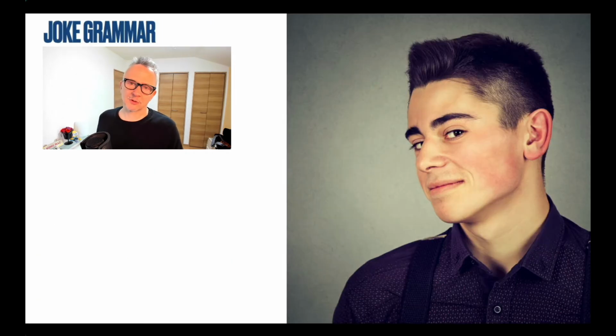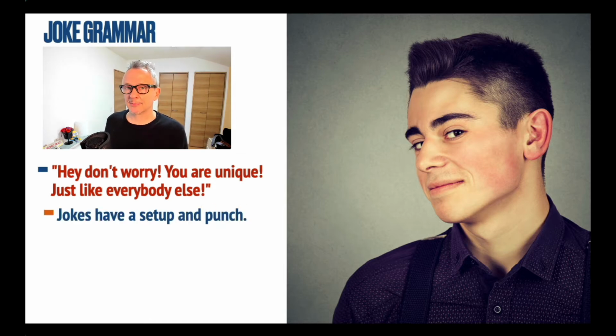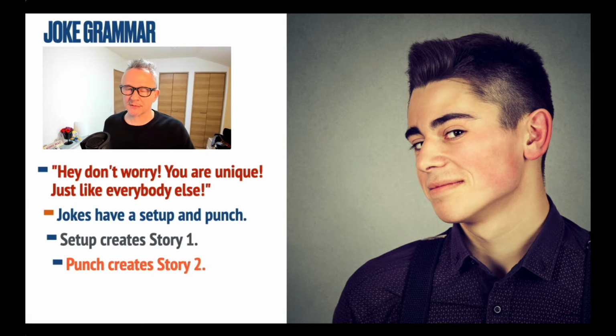And this brings up sort of a diversion, a little digression here about joke grammar. So here's a joke. It's probably not that funny, but it is a joke. "Hey, don't worry, you're a unique person, just like everybody else." So this joke has a setup and a punch, like all jokes tend to do. A setup creates something that has been called story one. It creates a story in the mind of the listener. But the punch kind of destroys story one with a surprise and creates a second story, which you can call story two.